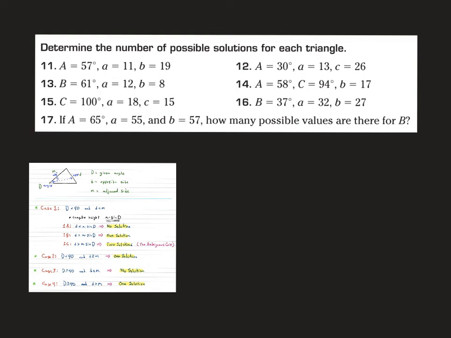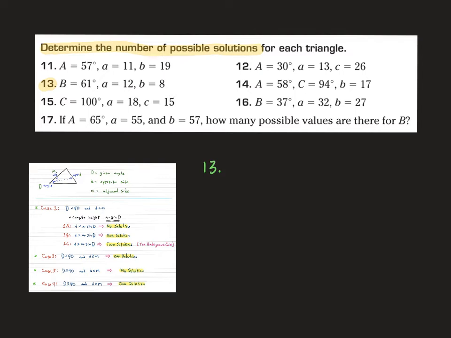So I want to take a look at the solutions to a few of the problems that we were assigned last night. In one of the sections, we are asked to determine the number of possible solutions for each triangle. I'm just going to take a look at number 13 here. On number 13, we're given angle B is 61 degrees, side A is 12, and side B is 8.